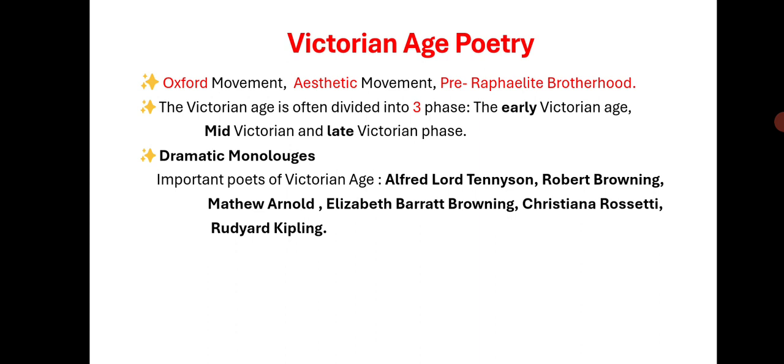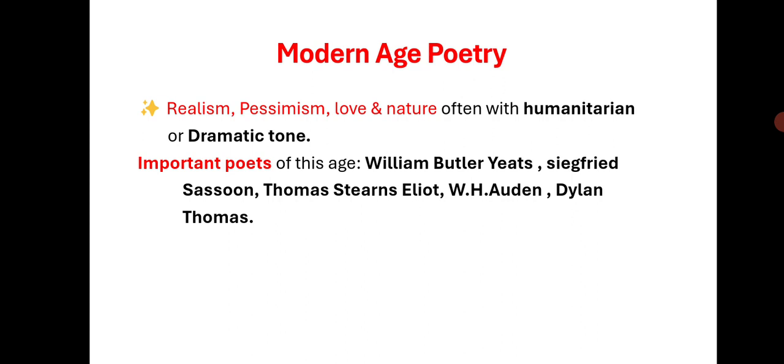The Victorian age is often divided into three phases: the early Victorian, mid-Victorian, and later Victorian phase. Dramatic monologues emerged in that period. The important poets of the Victorian age are Alfred Lord Tennyson, Robert Browning, Matthew Arnold, Elizabeth Barrett Browning, Christina Rossetti, and Rudyard Kipling. Modern age poetry.